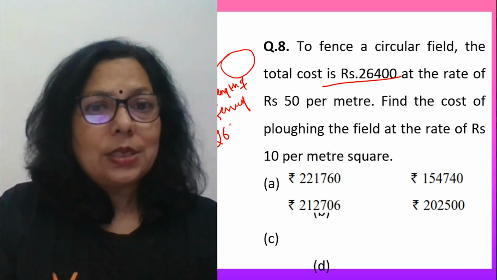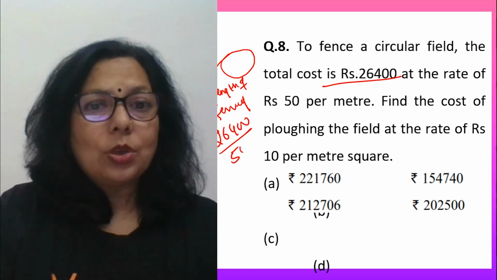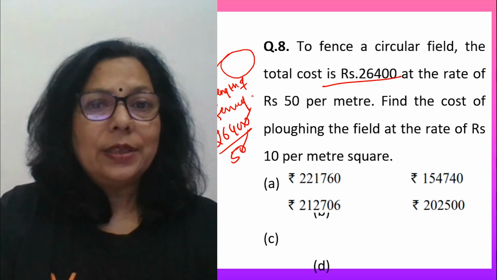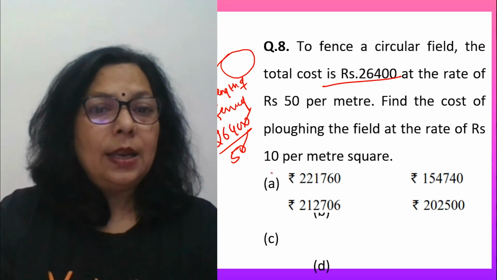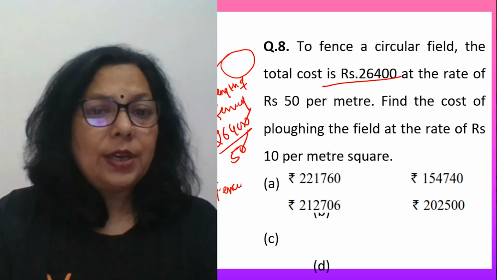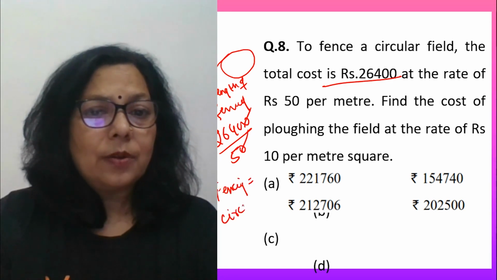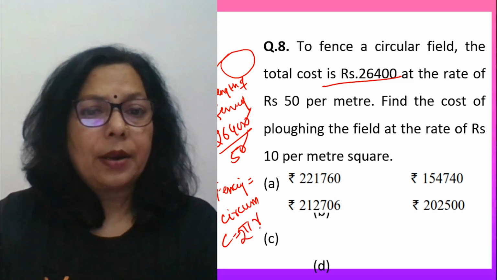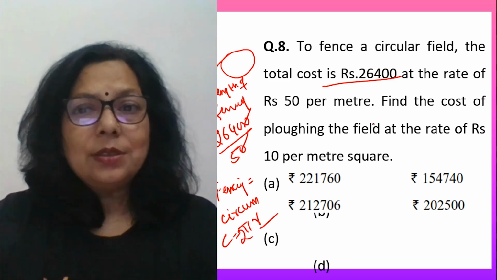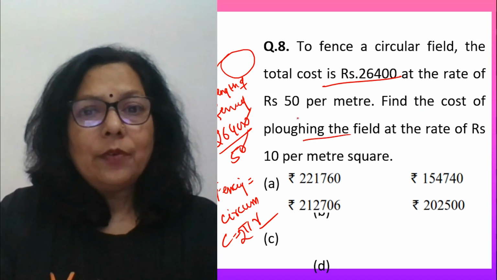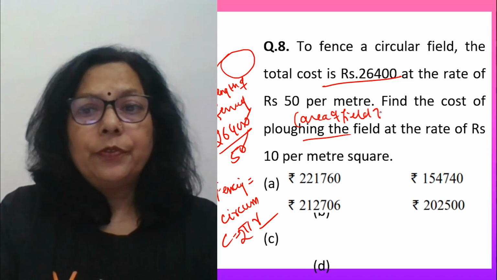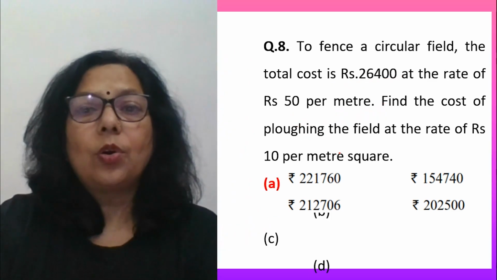जितना टोटल कॉस्ट है, you have to divide by cost per meter. So when you divide this, you will get the fencing ka length. Fencing is circumference, and circumference is 2 pi r. You can find out the radius, and then you have to find out the cost of ploughing. So cost of ploughing will be, that means you have to find out the area of field. Then only you can find out the cost.